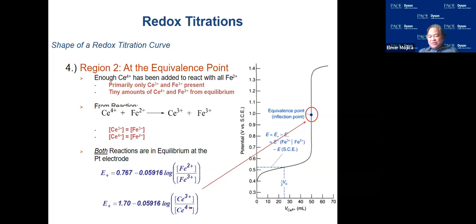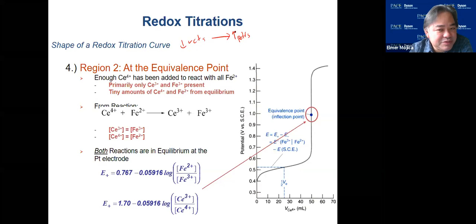So at the equivalence point, you have enough Ce4+ that you added to convert your Fe2+ to Fe3+. So that means at this time, it's mostly all products, and you have a small amount of the reactant. Does that make sense? When you have the equivalence point, it's mostly products. The reactants are already a little bit low, or all of them are a little bit used up.